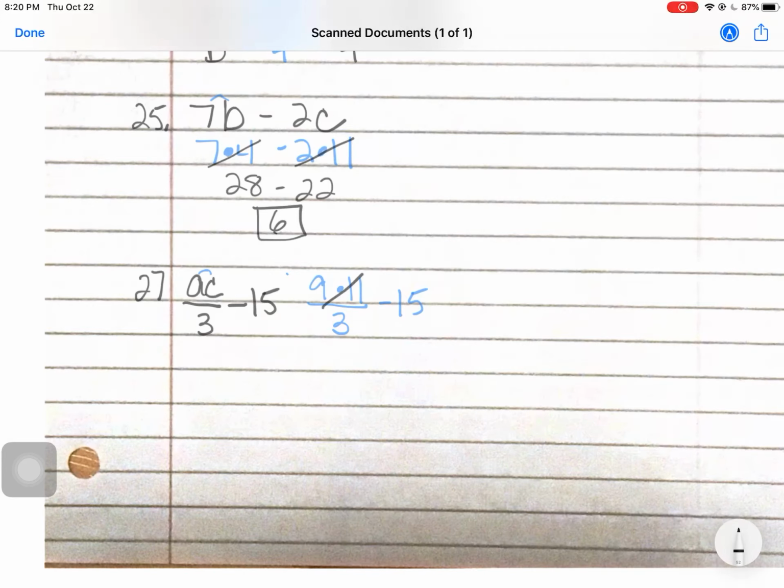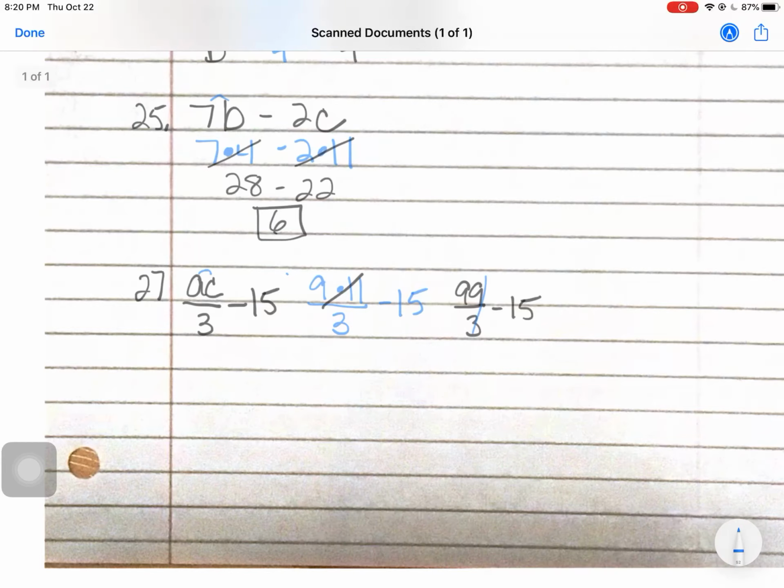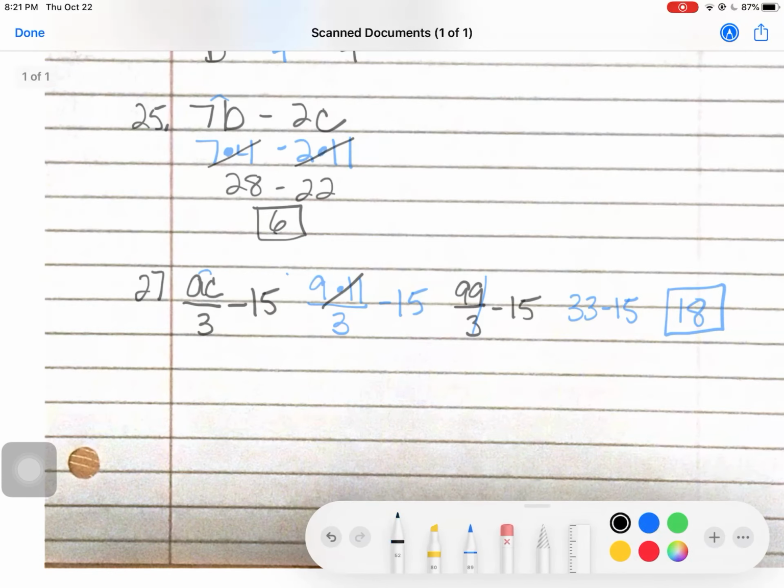Okay, so order of operations first, 9 times 11, 99 over 3 minus 15. Now, what's going to be your next step? Yep, you got it. 99 divided by 3 is 33. I've got 33 minus 15 for a final answer of 18.